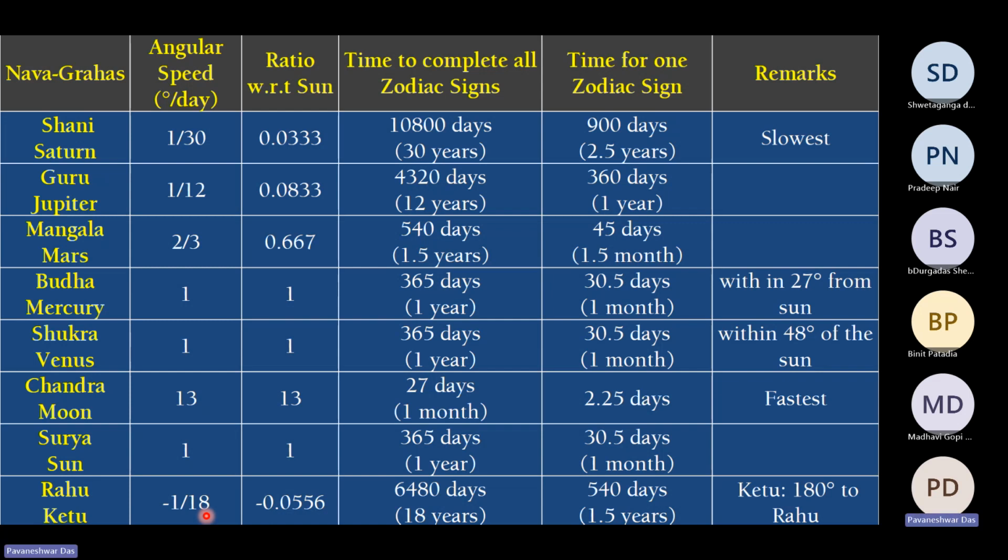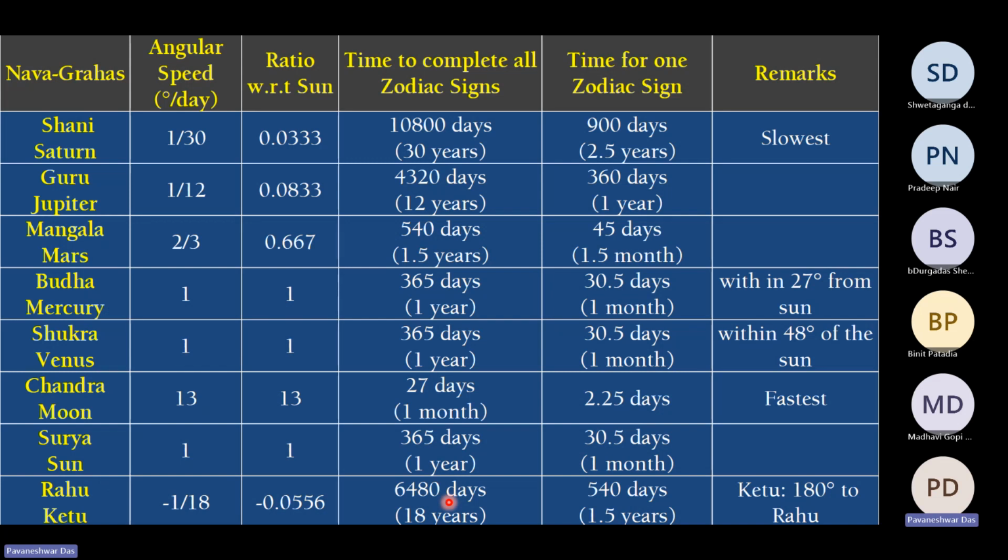make a backward motion. The sun, Venus and Mercury make one round in a year. The moon will make one round in 27 days. Mars will make one round in 1.5 years. Jupiter 12 years. Saturn 30 years. And since Rahu and Ketu go a little faster than Kala Chakra, in the forward direction they make one round in 18 years.